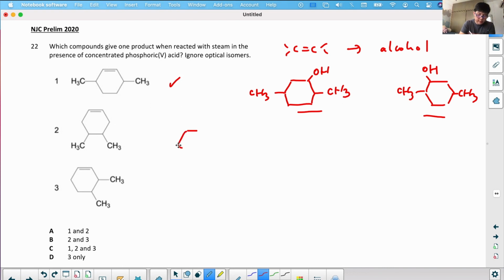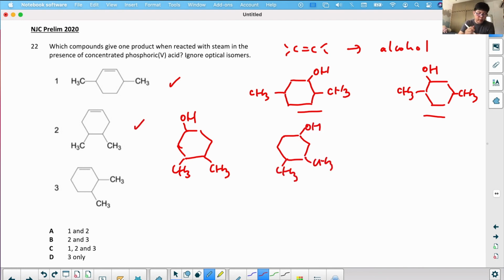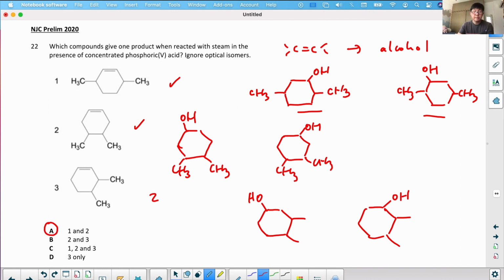For this one, the same concept applies. You get either OH here or OH on the other side, but it's still the same because if you flip it 180 degrees, it's the same thing. So you only get one product. For the last one, you can put an OH over here, or you could put the OH over here. They are different products, so this one will be considered as 2. So the compounds that give only one product are definitely 1 and 2. So for 22, the answer is A.